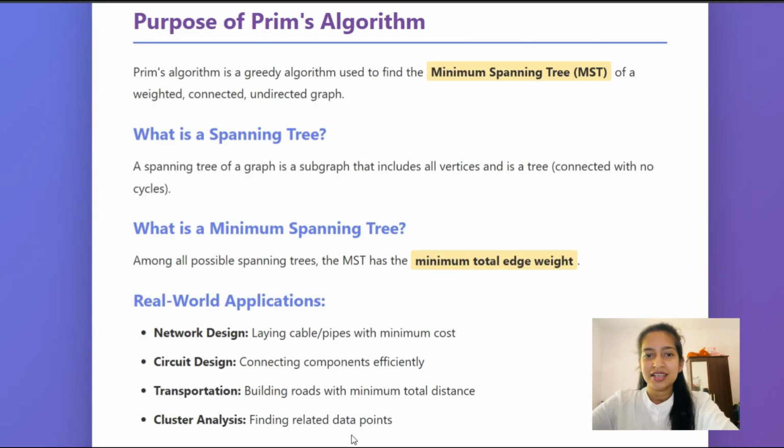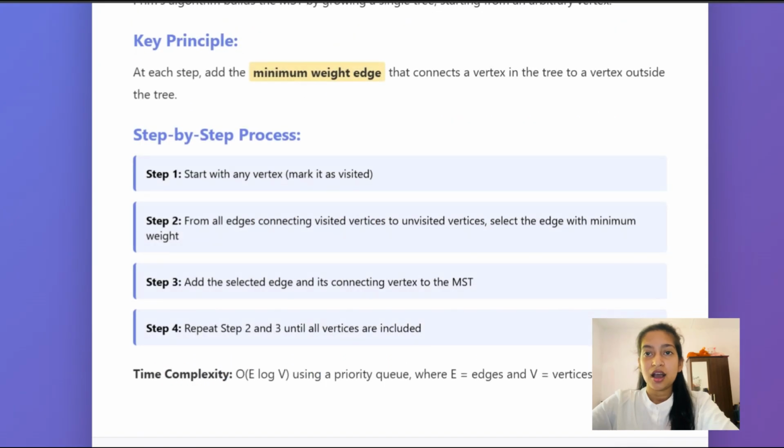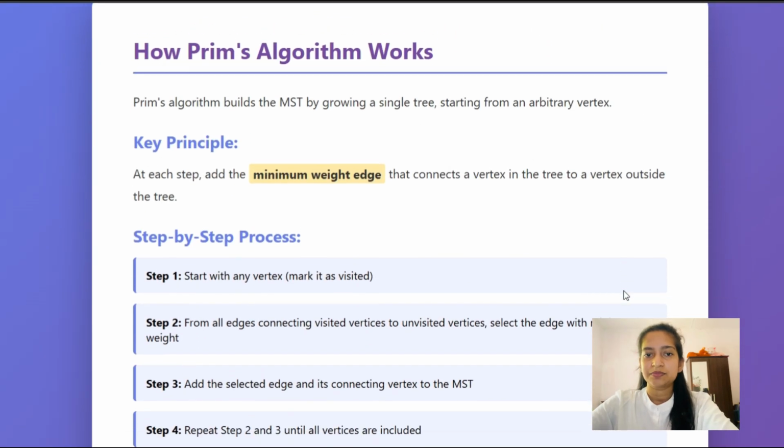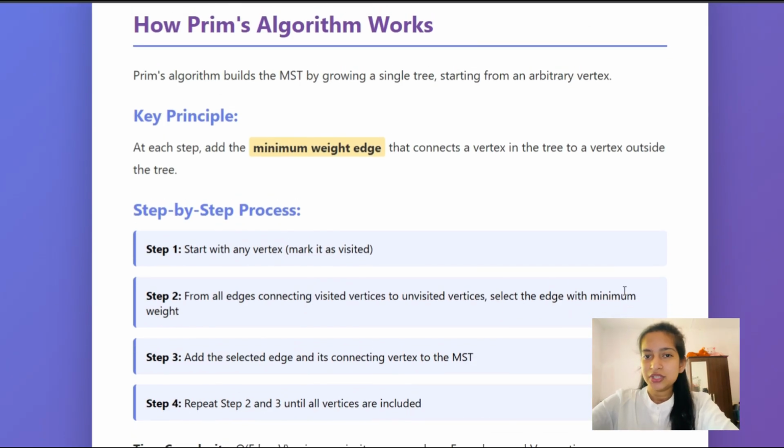Pretty useful, right? Now let's understand how Prim's algorithm actually works. The key principle is beautifully simple. Prim's algorithm builds the MST by growing a single tree starting from any vertex you choose. At each step, we add the minimum weight edge that connects a vertex already in our tree to a vertex that is still outside the tree. That's it. Always pick the cheapest connection to expand your tree.